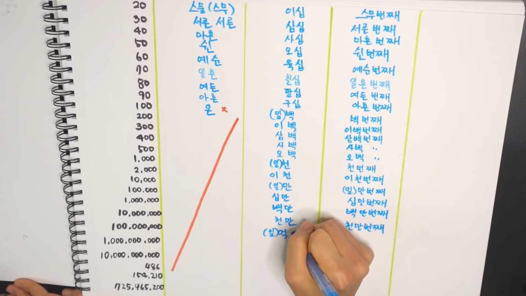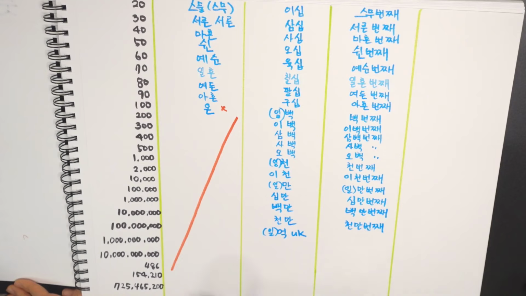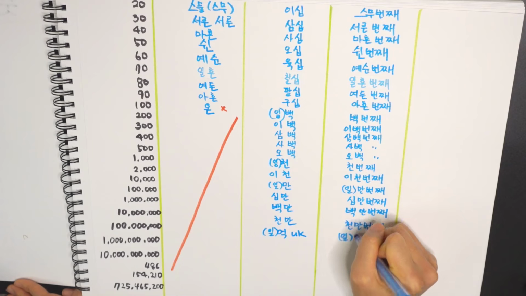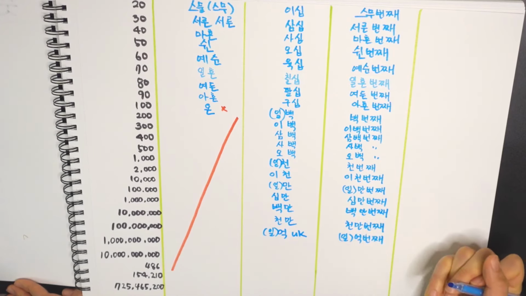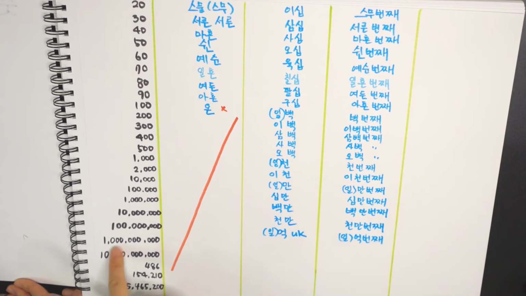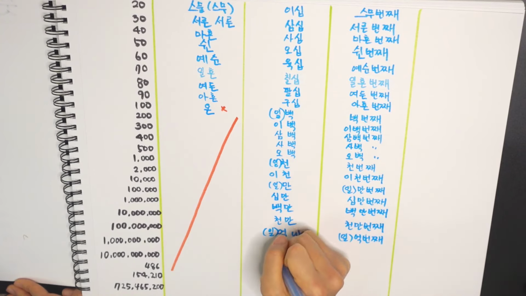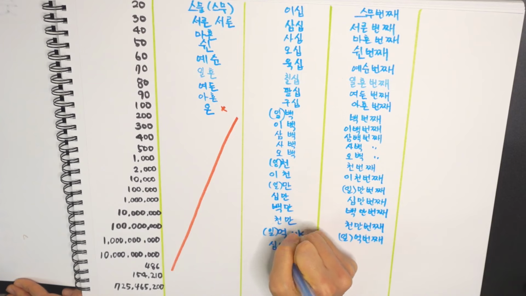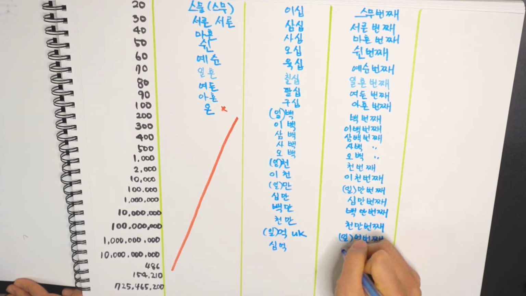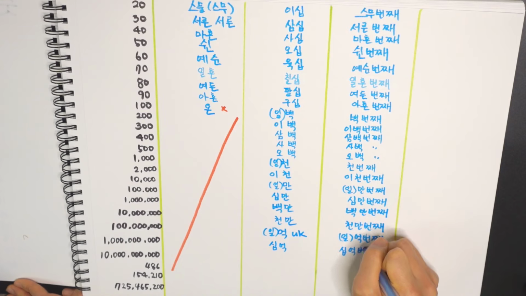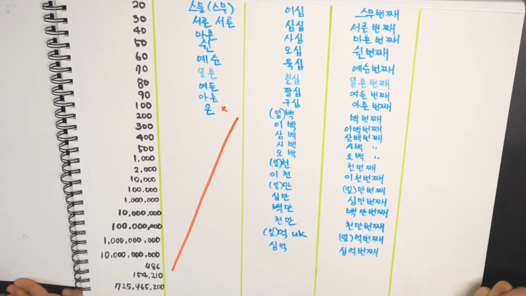And 100 million is 억 and 1억. 억. Okay? And 1억번째. Okay? And we have 10억. 10억. And we have 10억번째. And 10억 is very important too.